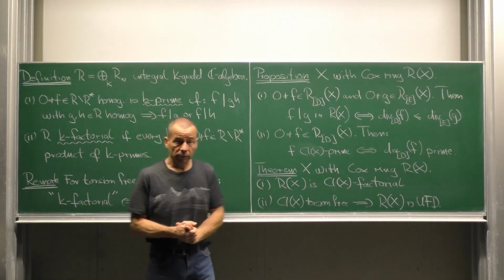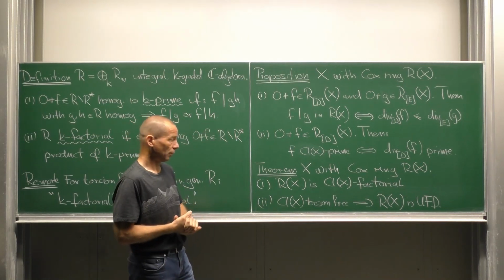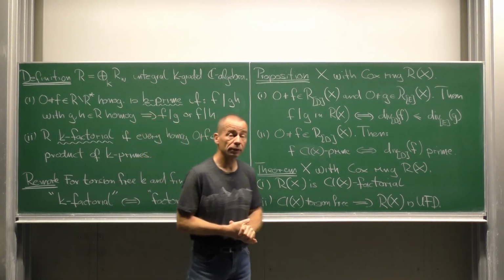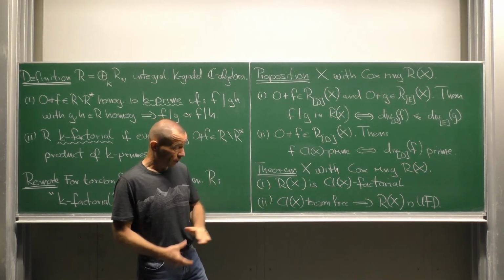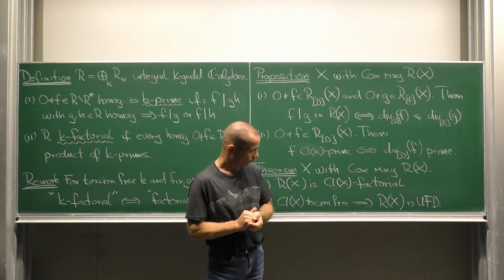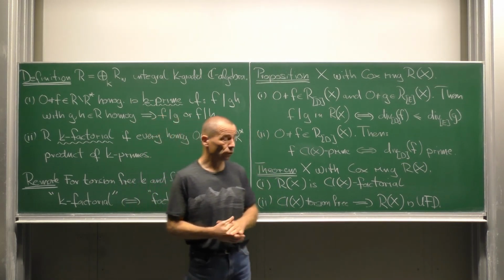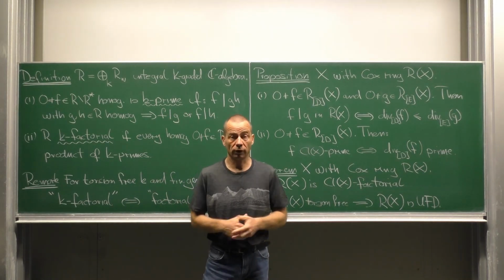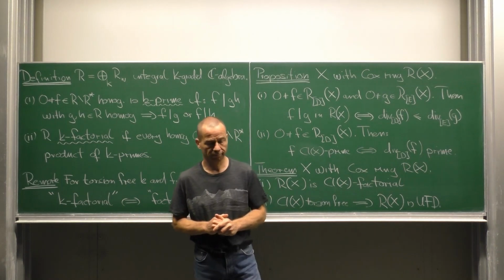Here's the final statement about divisibility in the Cox ring. Consider a variety X, with Cox ring R of X. Then the Cox ring R of X is Cl(X) factorial. If the divisor class group is torsion-free, then the Cox ring is a unique factorization domain in the usual sense.